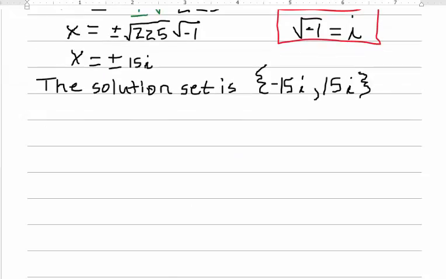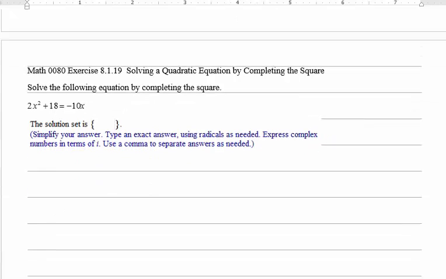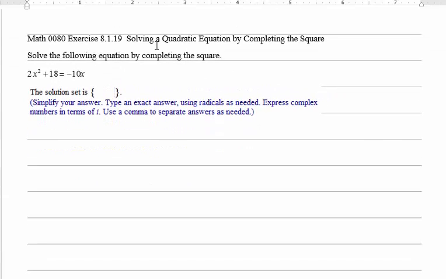All right, let's take a look at using the process of completing the square to solve number 19 from section 8.1. In this particular problem, I notice that I've got a little bit of work to do to get this where I need it to be. First of all, a is not 1 this time.